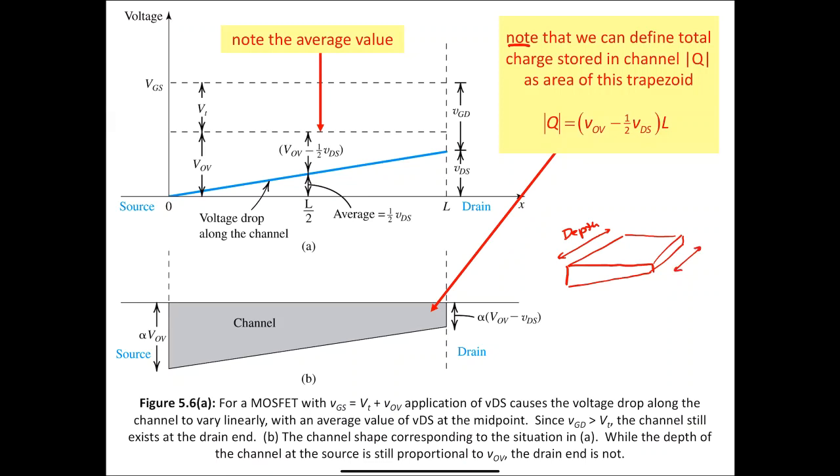So in that case, the charge is proportional to the cross-sectional area because the depth is constant on either side. Okay, so now, what we see is that the amount of charge stored is proportional to the overdrive voltage minus 1/2 VDS times L. Now, where do we get that from? That actually comes from the way that we calculate the area of a trapezoid, okay?